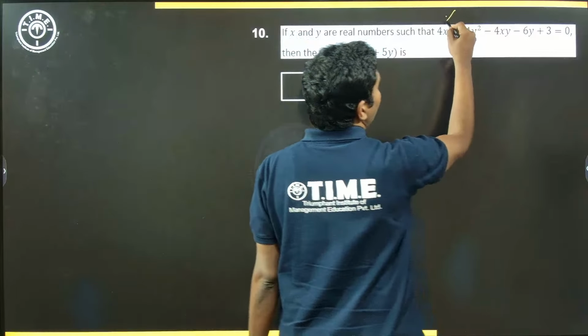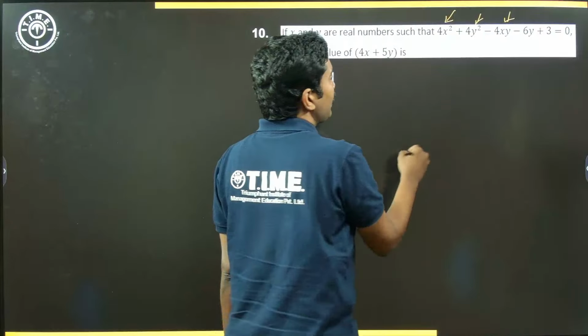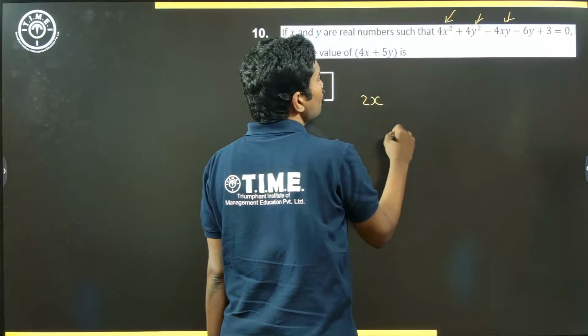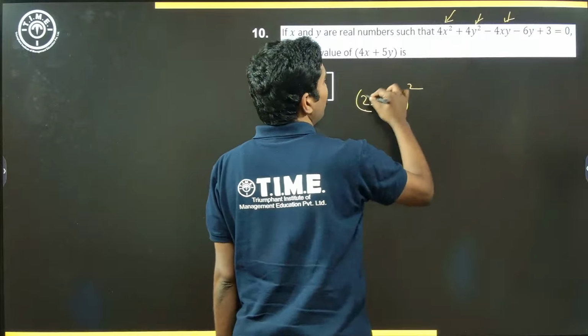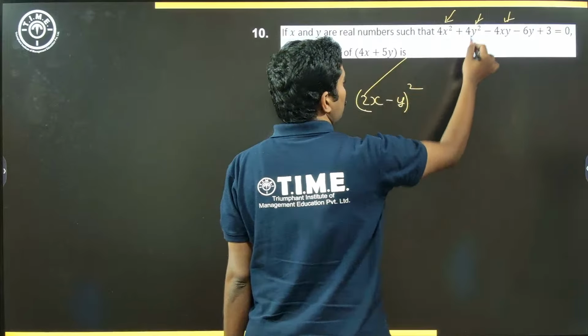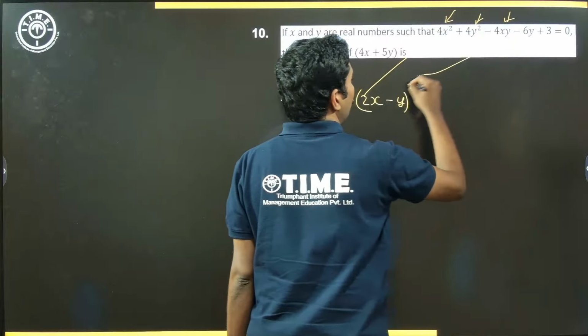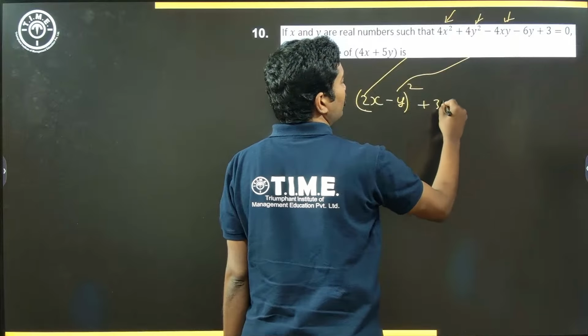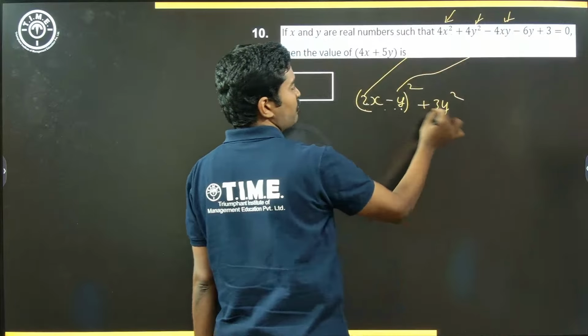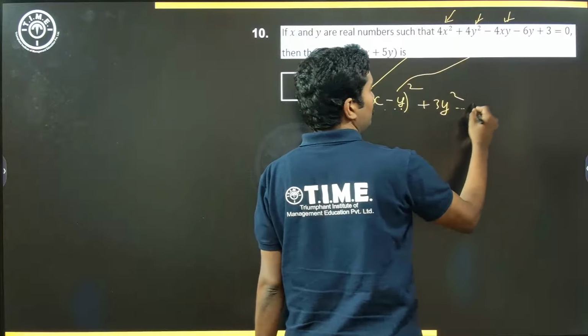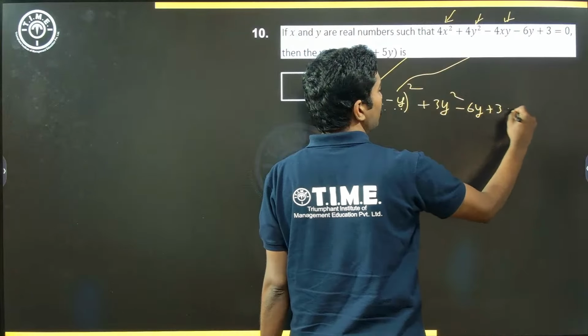If you're trying to complete squares, this is 2x whole square, this is 2y whole square, this is x into y. Let's take a term that can include both of them. 2x minus y whole square: 4x square will come here, plus y square, and minus 4xy will come from here. So I'll be left with 3y square. This is 4x square, this is minus 4xy, this is plus y square. Plus y square is 4y square minus 6y plus 3.